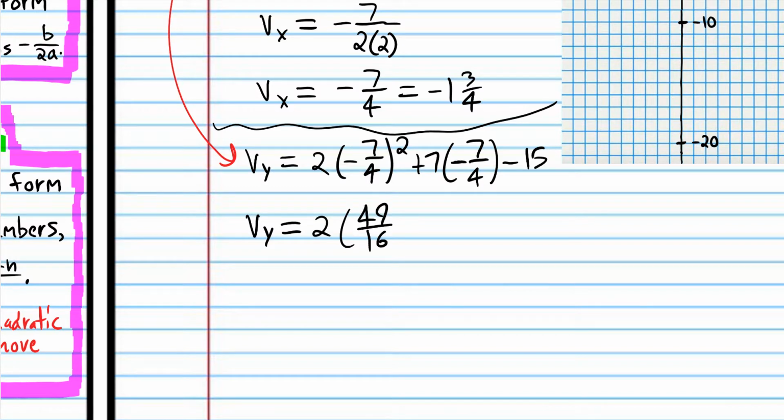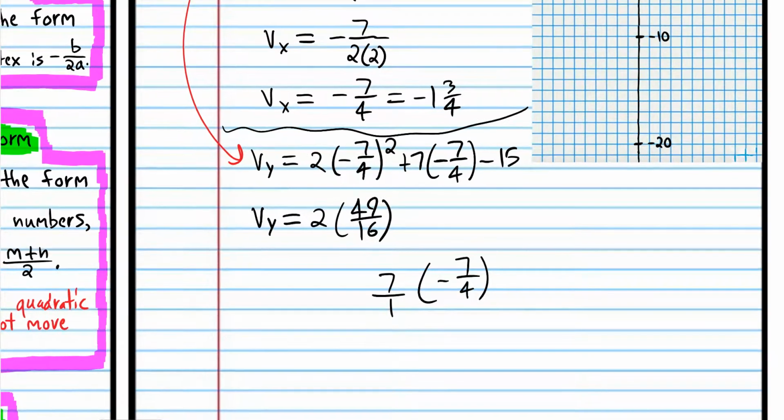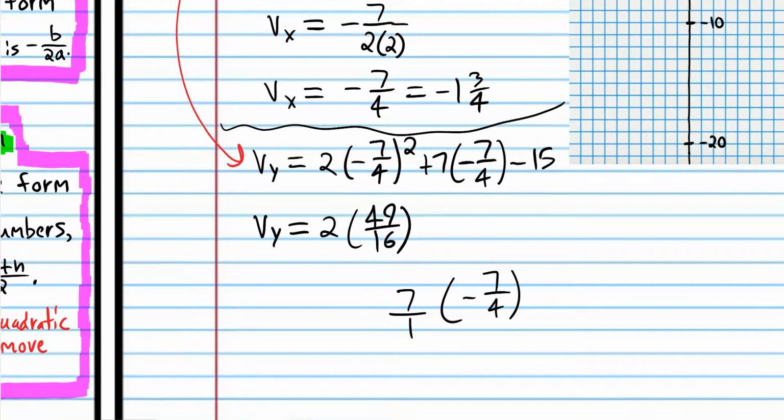So we get 49 over 16, and here you're multiplying a whole number by a fraction, and when you multiply a whole number by a fraction, you can just consider the whole number to be over 1. And then you just multiply straight across. 7 times 7 is 49, and 4 times 1 is 4, and a positive times a negative is a negative.